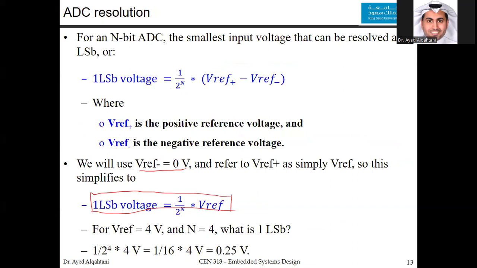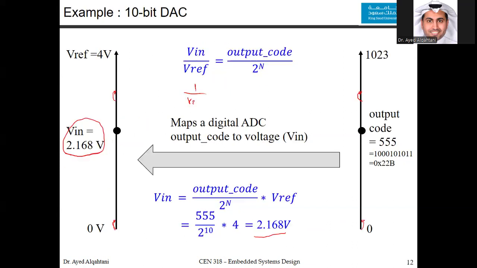Let me go back here. It's actually the other way around. So we know in the digital axis, we have 1. We want the value of 1 here in the output code. So you would say that it is 1 divided by 2 to the power of n. And then you multiply this by the Vref to actually get the Vn.